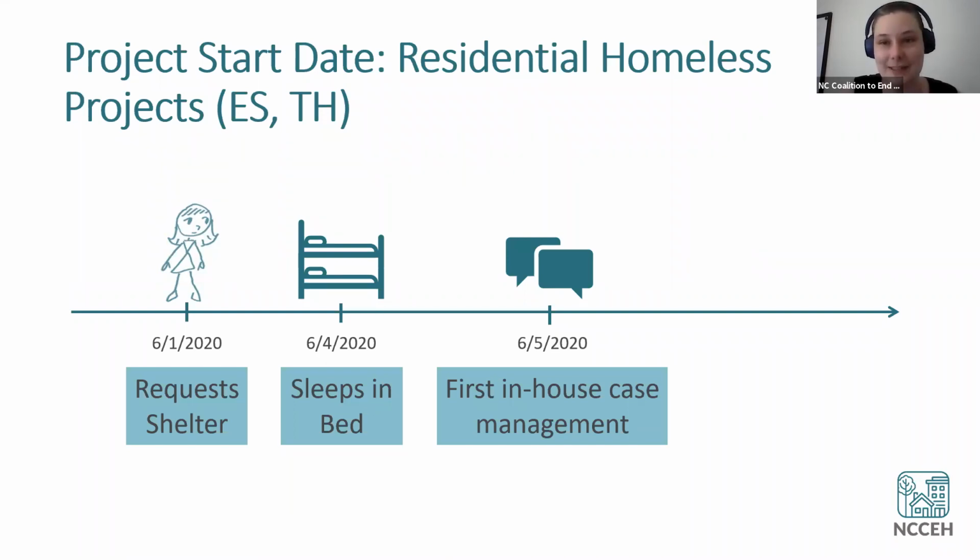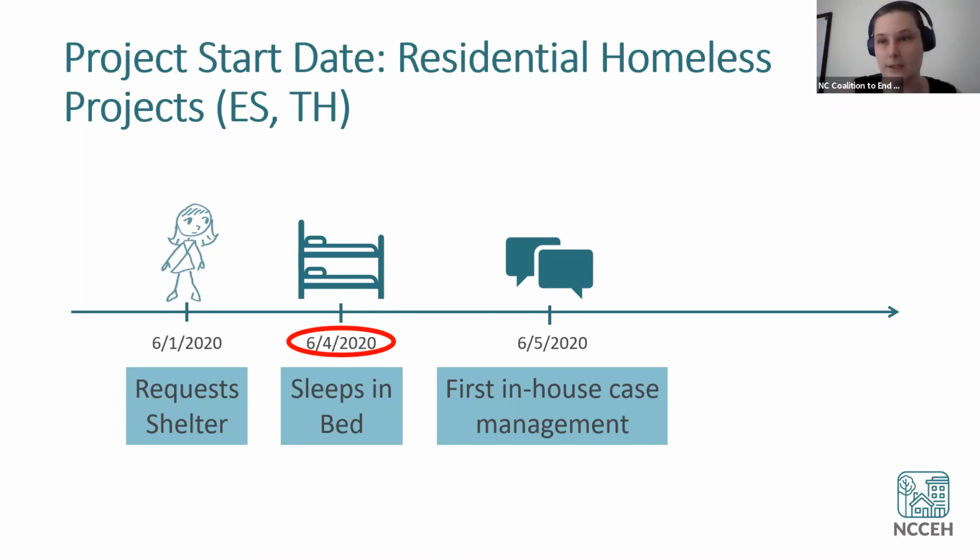I see lots of answers coming in. Submit that poll here, and we'll give you another 5 seconds. Awesome, and done. Great. So the winning answer is correct: when Henrietta sleeps in the bed is the project start date. That's the core service of our shelter and transitional housing projects, shelter overnight. So that is the date when she should have that enrollment in HMIS.